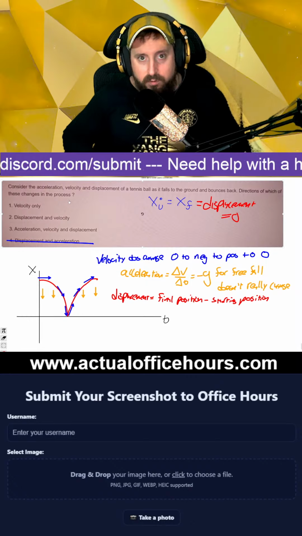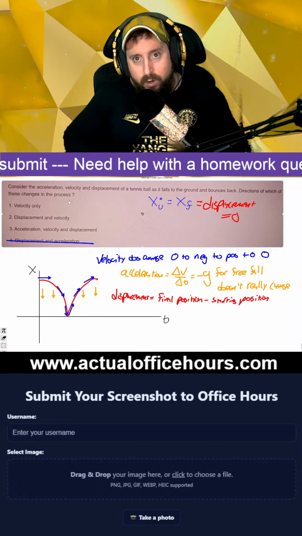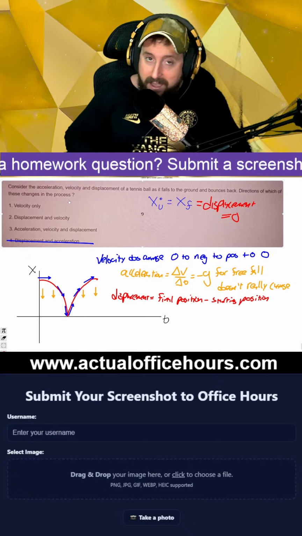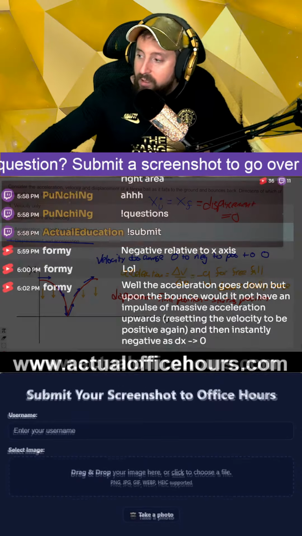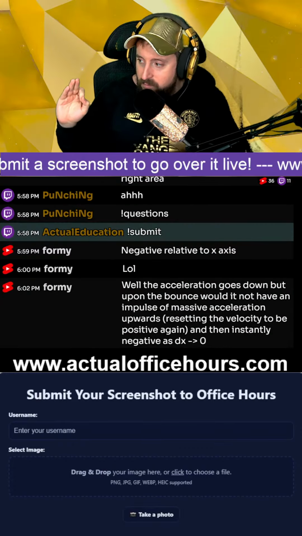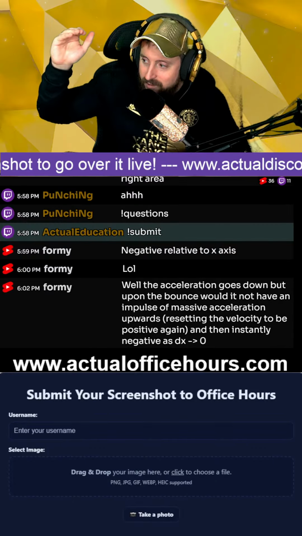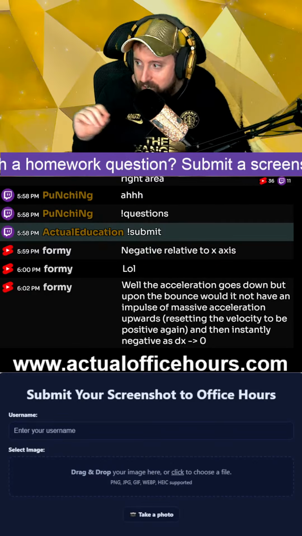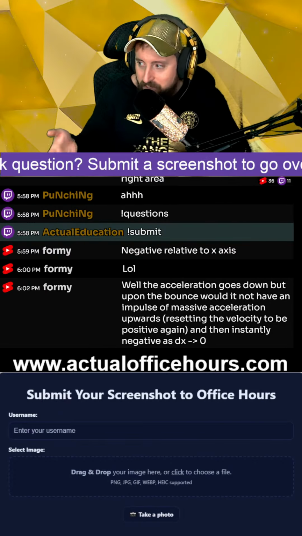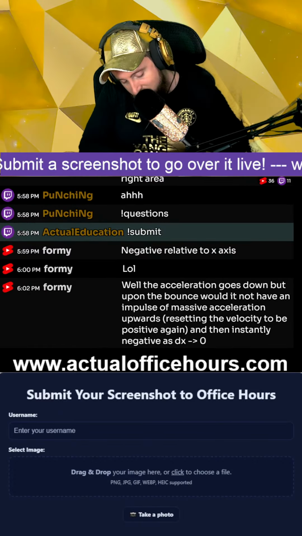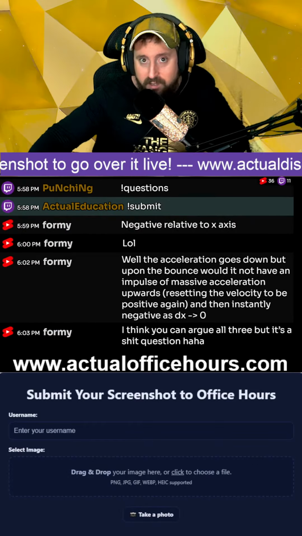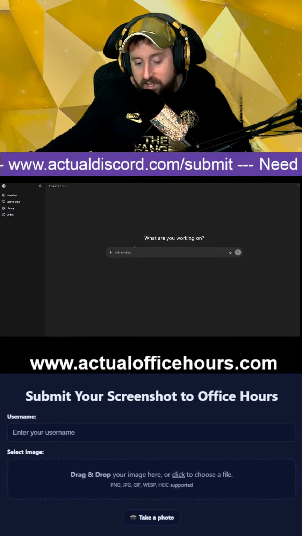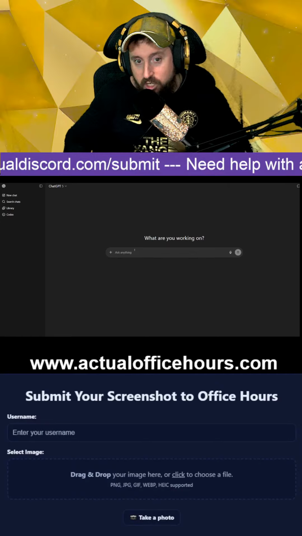Formy says the acceleration goes down, but upon the bounce, would it not have an impulse of massive acceleration upwards? Correct. Exactly, Formy. This is the issue with doing physics at different skill levels: it depends how nitpicky you are, when you're just trying to teach that the acceleration of things falling is always negative g, right? Let's see what ChatGPT says. I'm just curious. Yeah, I think you can argue all three, but it's a bad question. I agree 100%. It's a bad question.